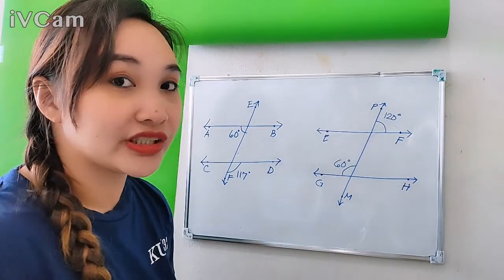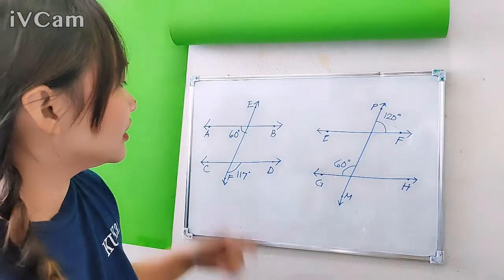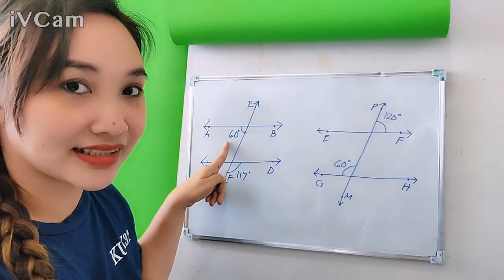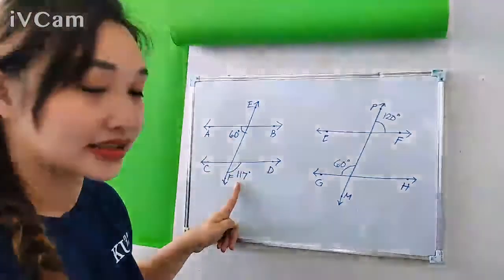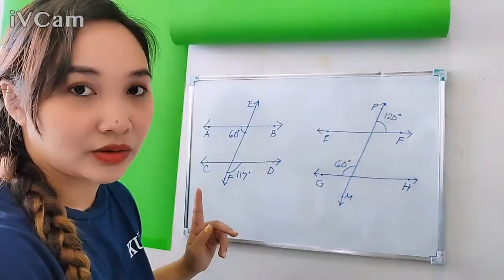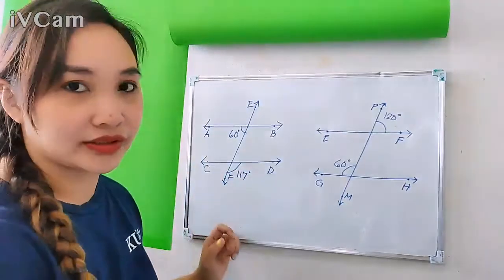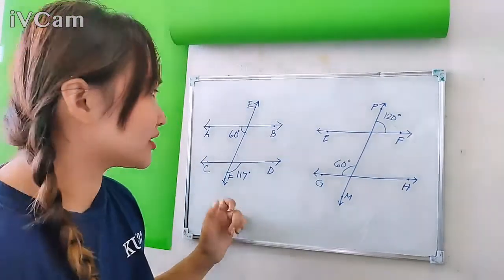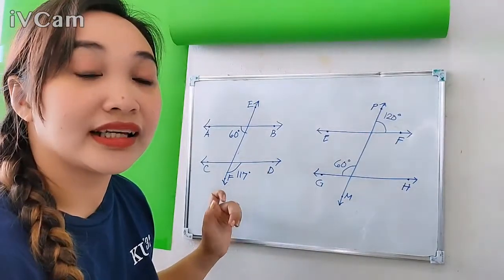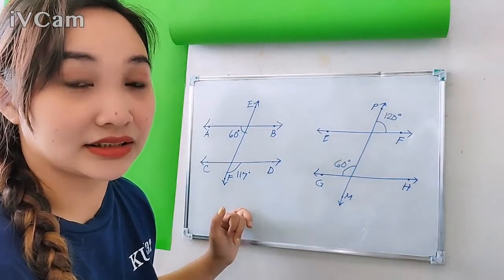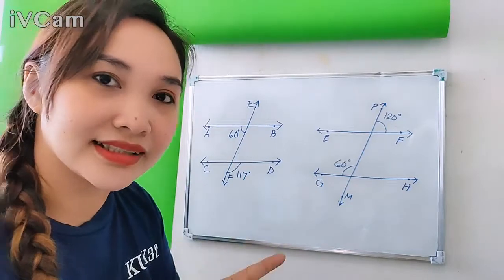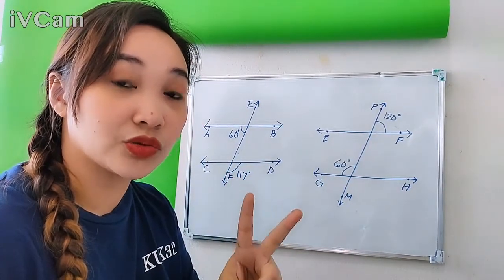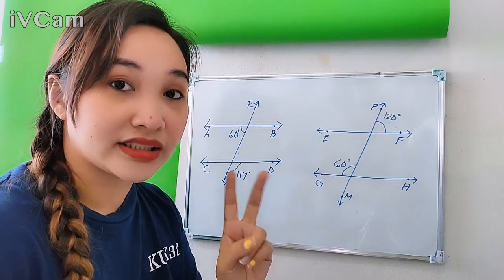Okay, so first let's check. Given here is this angle E and 117. Now, how are we going to check this one? For me, the easiest way you can check is to use the consecutive angle. And what is that consecutive angle? When you add the two angles, it should be equal to 180 degrees.